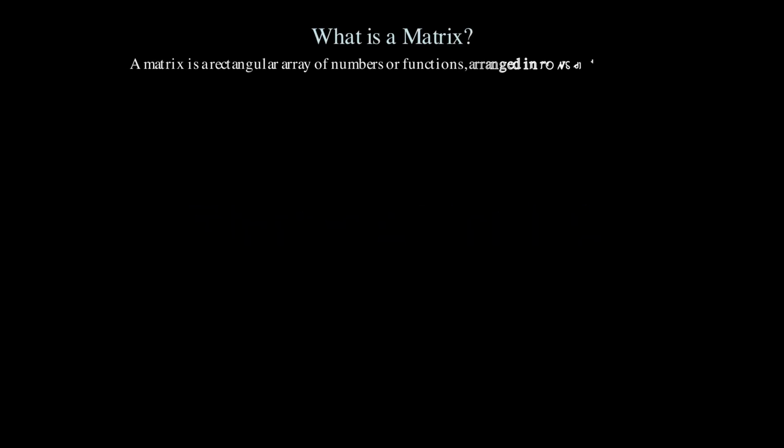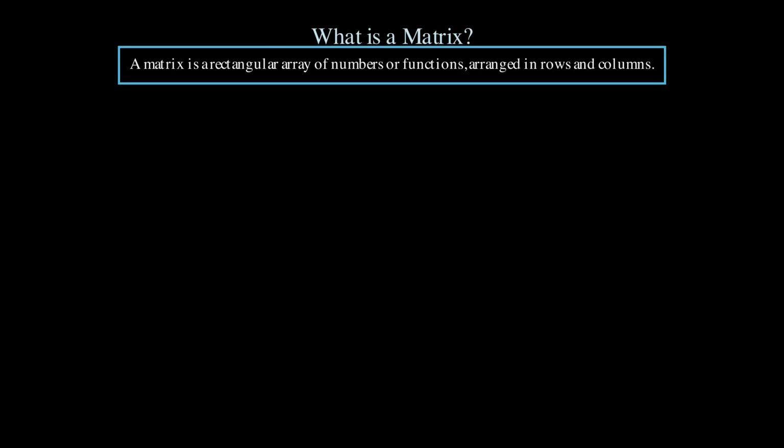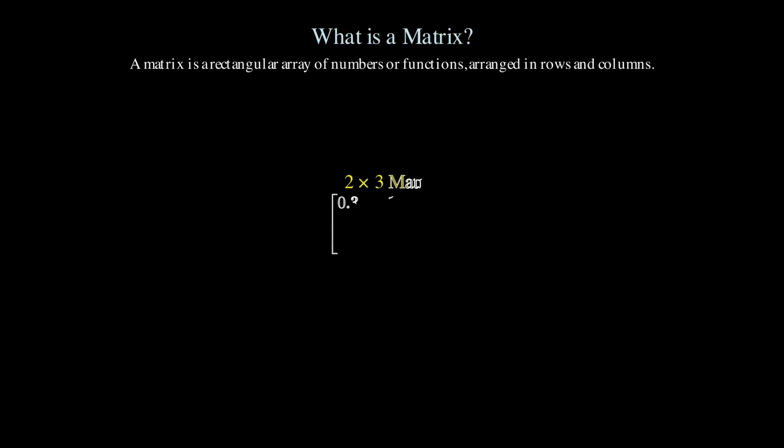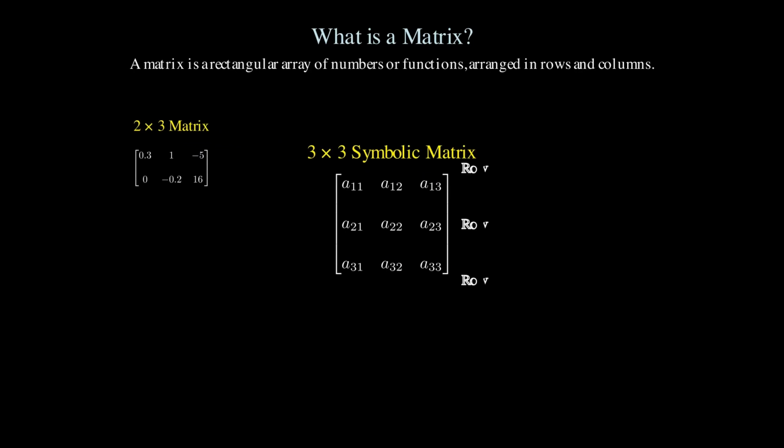So, a matrix is a rectangular array of numbers or functions, arranged in rows and columns. This is a 2 by 3 matrix, it has 2 rows and 3 columns. This is a 3 by 3 symbolic matrix, it has 3 rows and 3 columns. We can identify each element by its position, like a 2-3, meaning row 2, column 3.